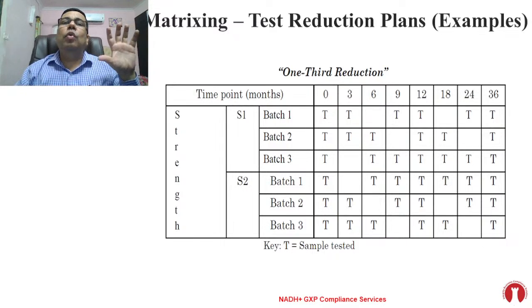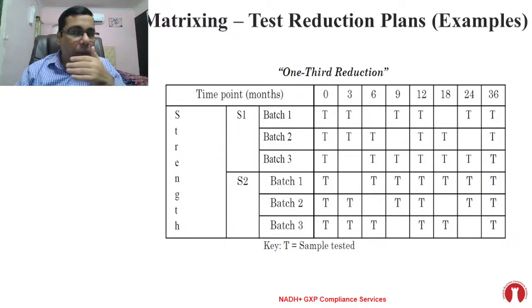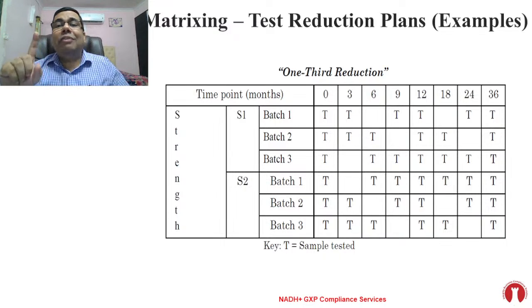In these 5 stations we perform the reduction plan. If you count the blank positions, you will come to know that 10 samples are skipped or reduced here. The total samples supposed to be tested are 30. Out of that, 10 samples we skip for testing. That is the reason it is called a 1/3 reduction. This plan is called a 1/3 reduction.